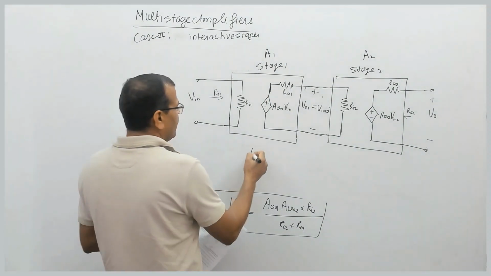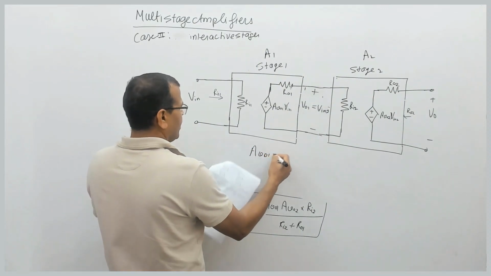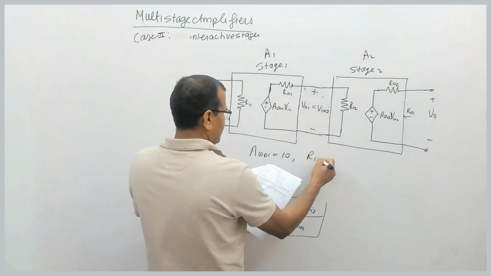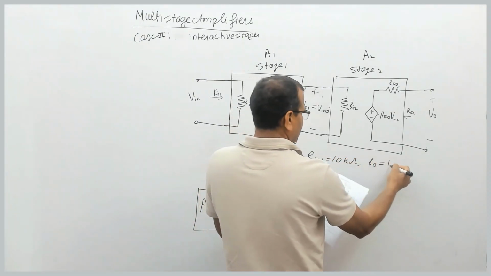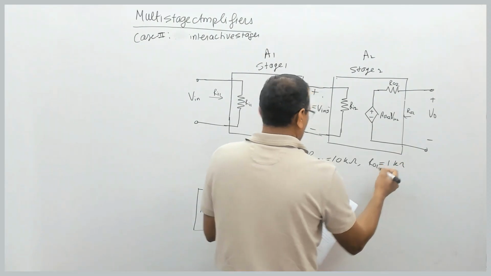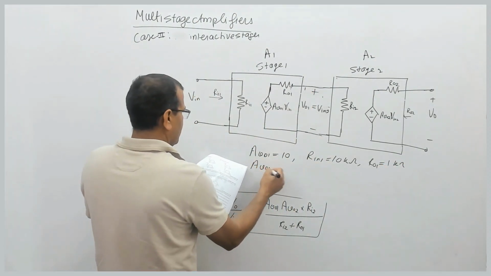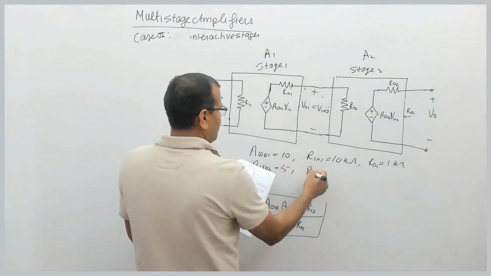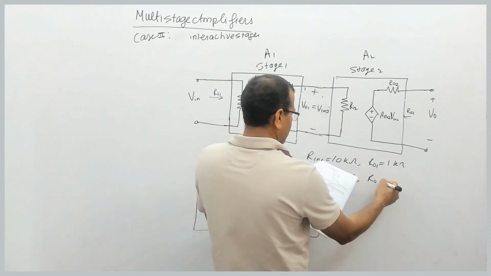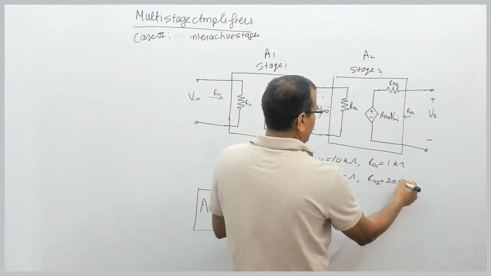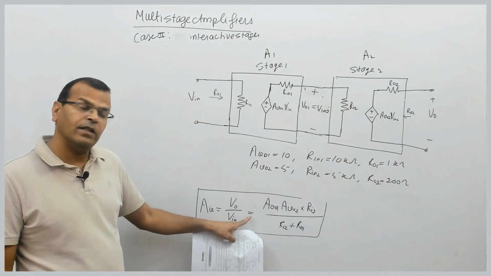So what is given? For stage 1, AV01 is 10. Input resistance of stage 1 is 10 kilo ohm. Then output resistance of stage 1 is 1 kilo ohm. Then voltage gain of stage 2 is 5. Input resistance of stage 2 is 5 kilo ohm and output resistance of stage 2 is 200 ohm. And you have to find the overall voltage gain and apply this formula.